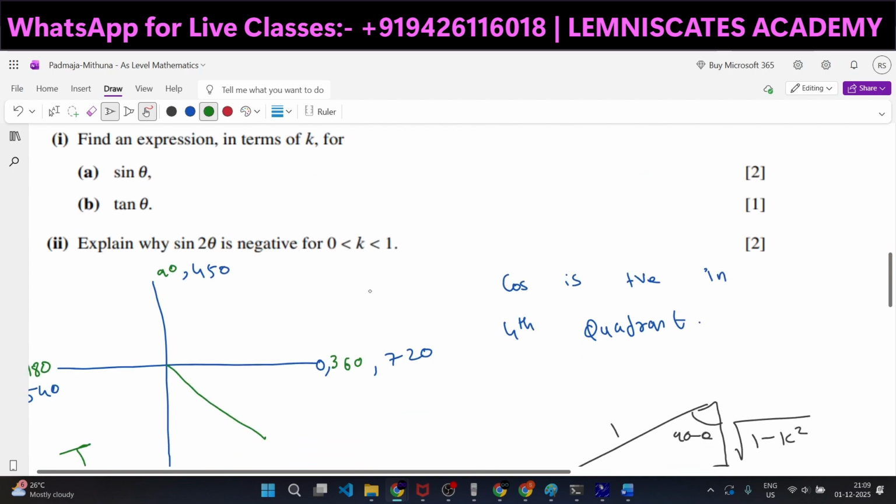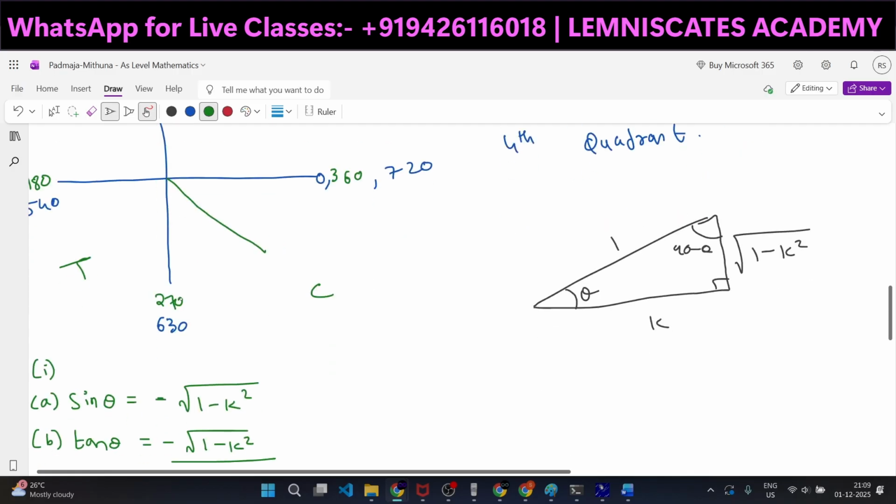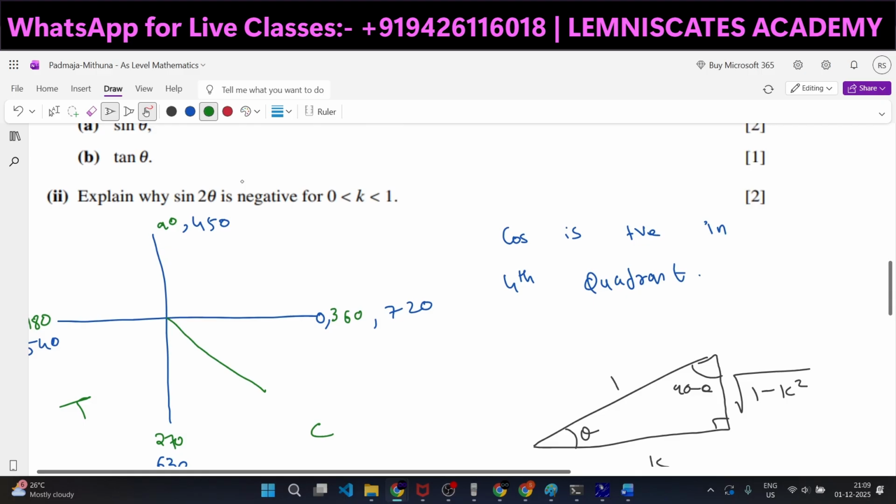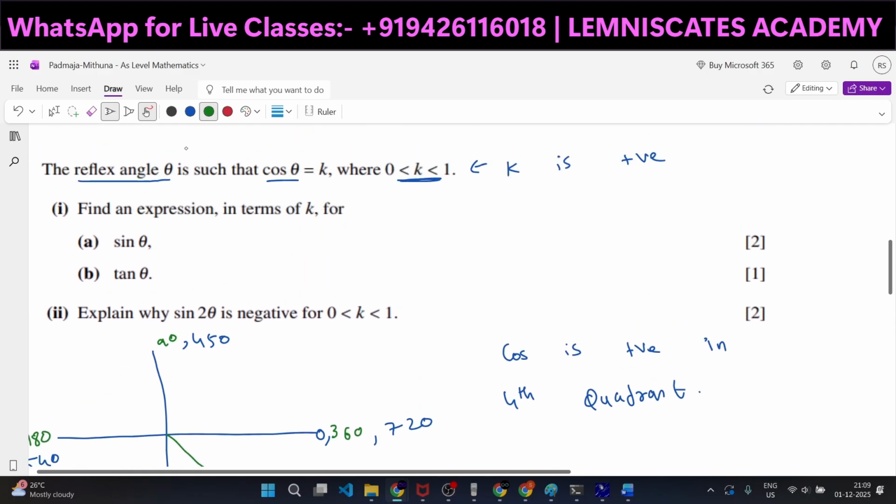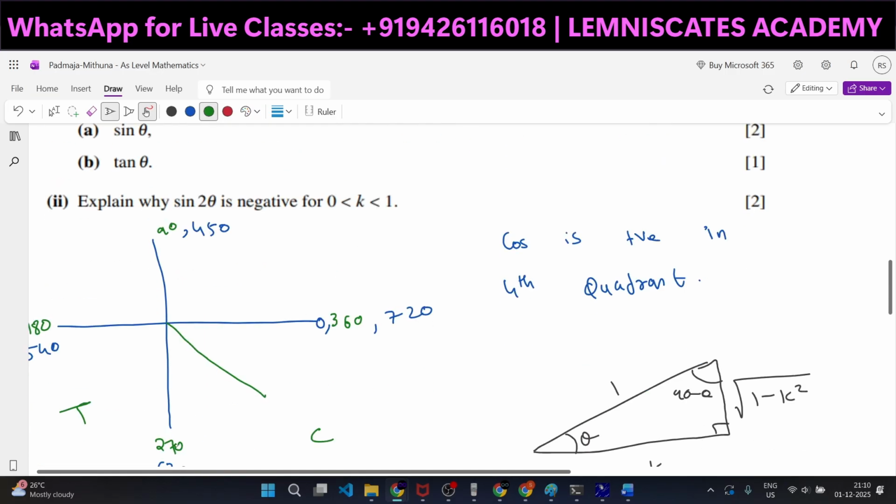What is your fourth quadrant? Your fourth quadrant is basically between 270 and 360. All the angles between 270 and 360 belong to the fourth quadrant, which is where this particular theta given in this question lies. So theta can lie between, let's say, 271 to 359, something like this.